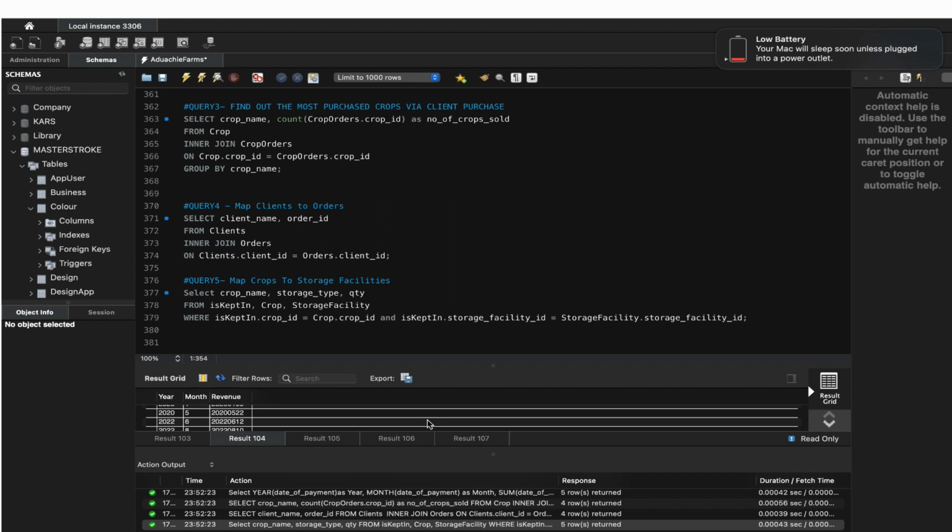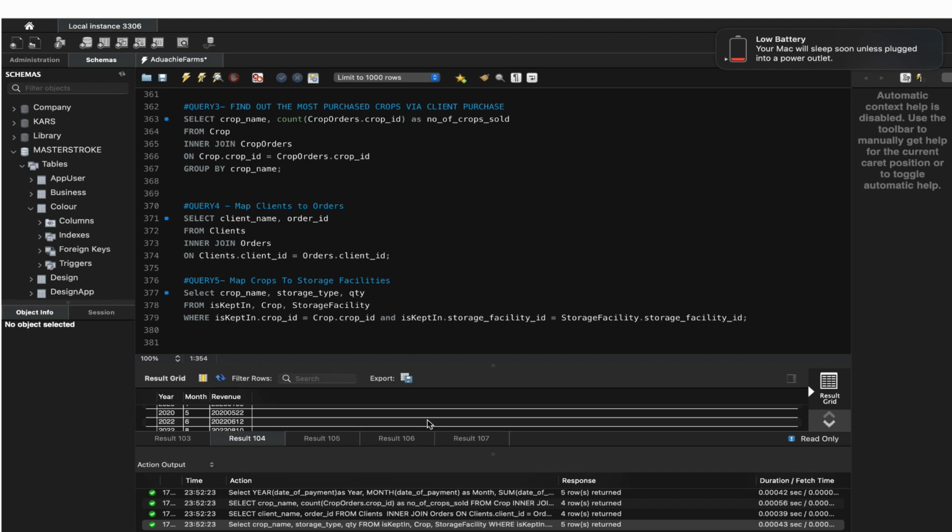And then to my queries. The database was needed to keep track of payment histories. As such, query one was written to keep track of monthly revenue, as for every business the revenue plays an instrumental role in the business dealings, so that was a very necessary one. The third query was to find out the most cross purchased, so we used the inner join to find it. Then to map clients to particular orders that they made, and then finally to map crops to the storage facilities that they were put in.